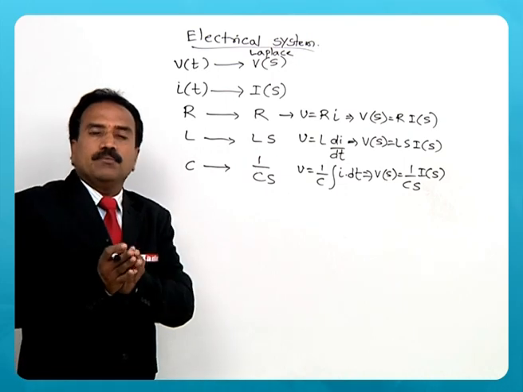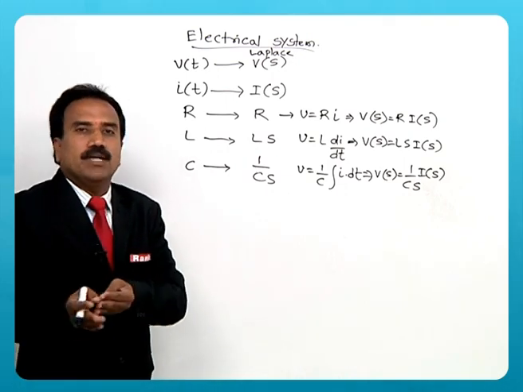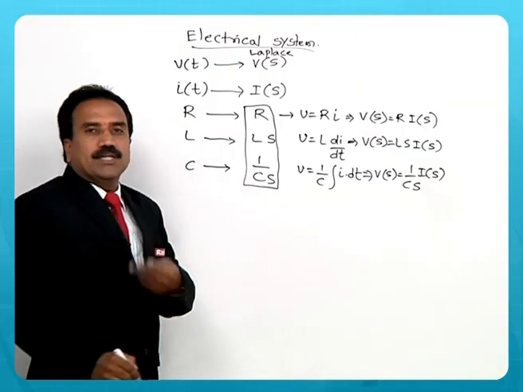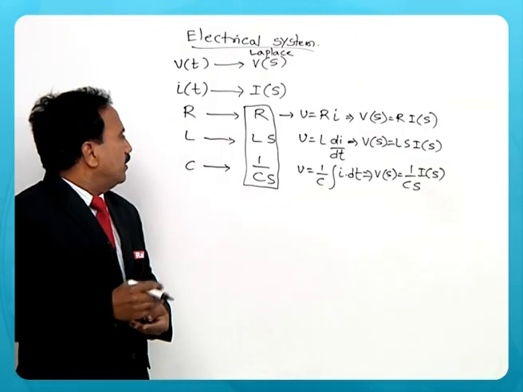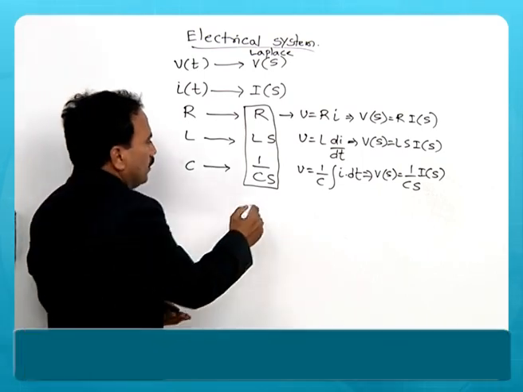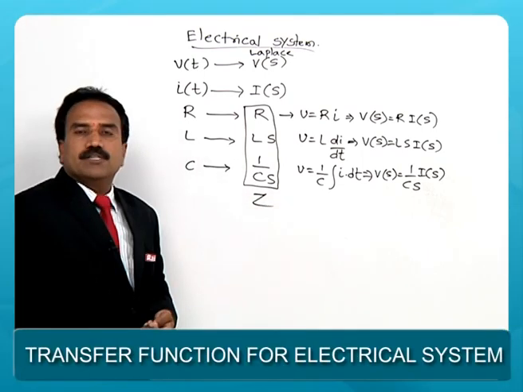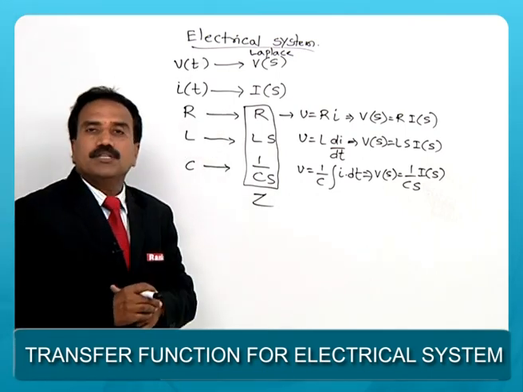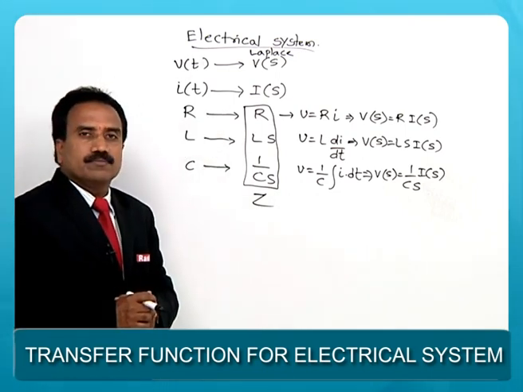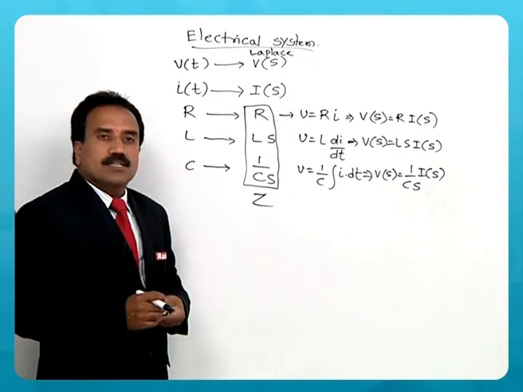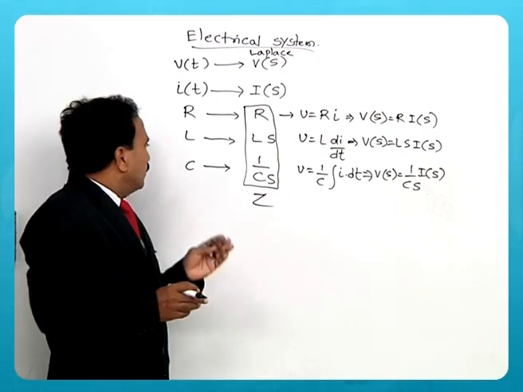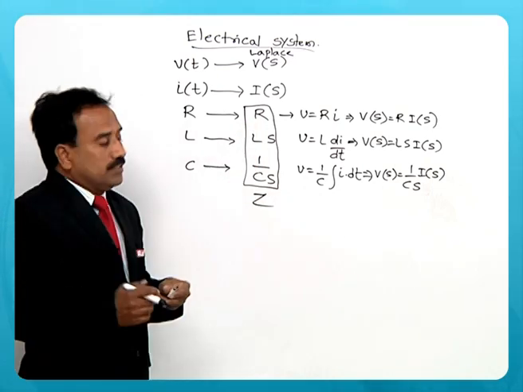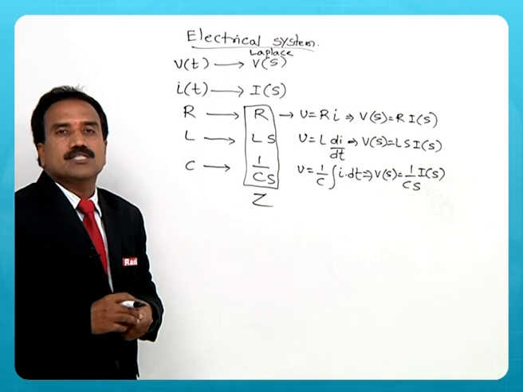When you transform a given circuit into Laplace, all these three elements will become impedances. R, Ls and 1 by Cs will become impedances. That is a great advantage when you are finding the transfer function of an electrical system. So, let us see what that advantage is when you convert R, L, C into Laplace impedances to find out the transfer function of an electrical system.